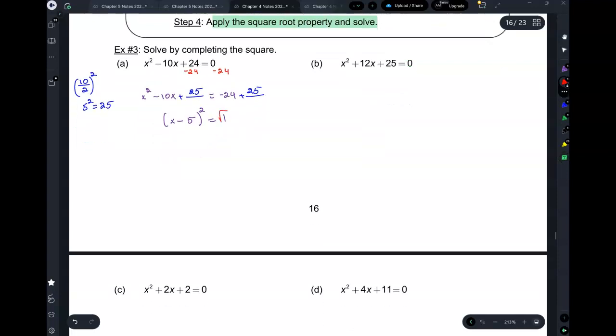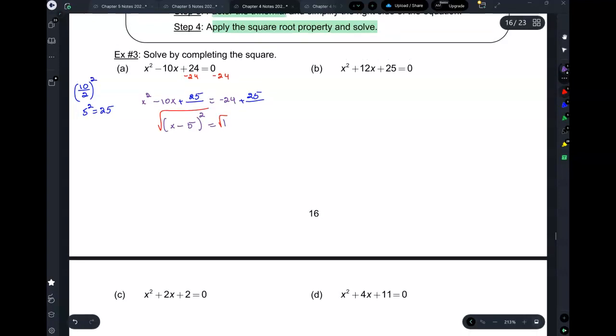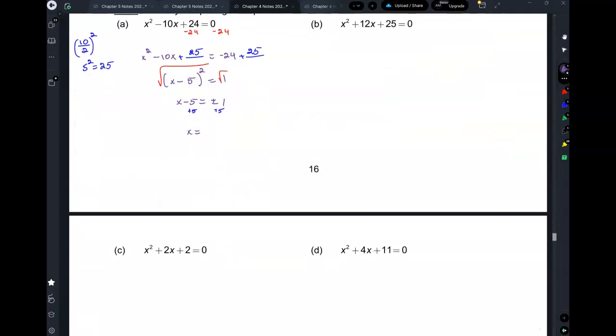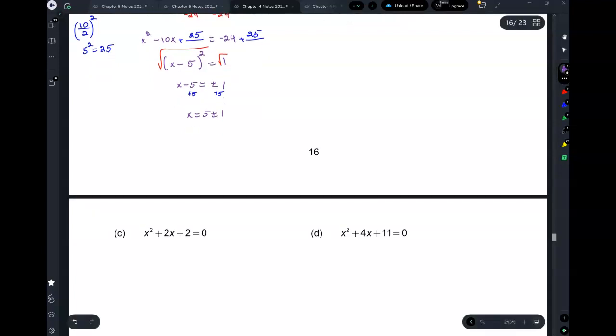So square root, x minus 5 is plus or minus 1. Add 5, add 5. x is 5 plus or minus 1. But now that means I have two solutions. x is 5 plus 1, 5 minus 1. So x is 6, x is 4.